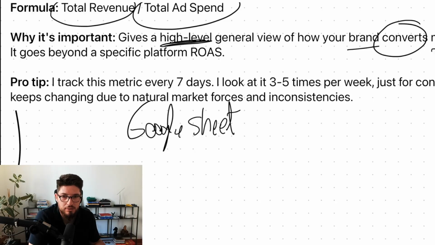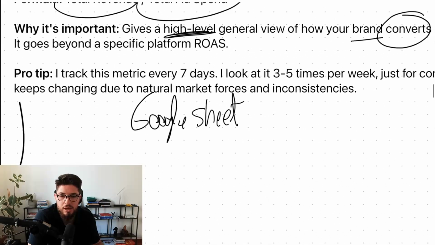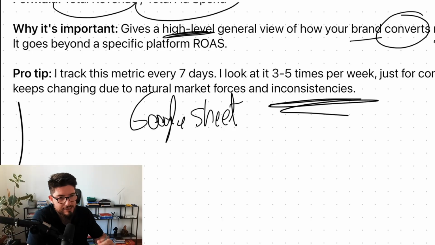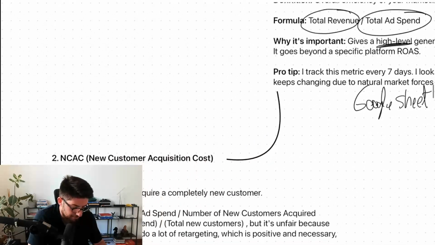I think it's stupid. So that's that. Controlling on a daily basis, don't look at it. There's going to be inconsistencies. It's by 2 p.m., it's a little bit lower than the last day, whatever. Just don't do it. That's MER as a foundational one.